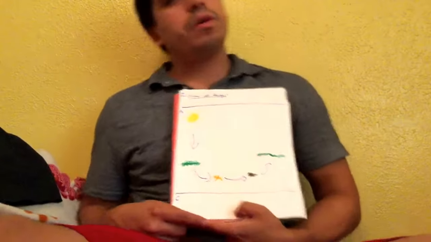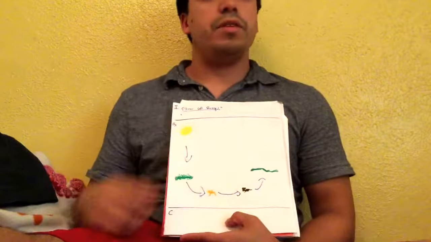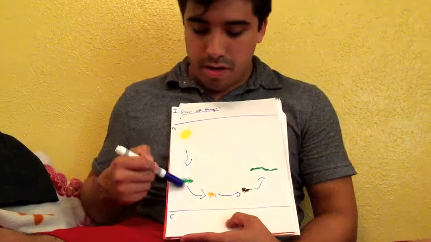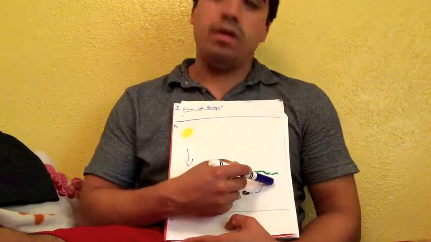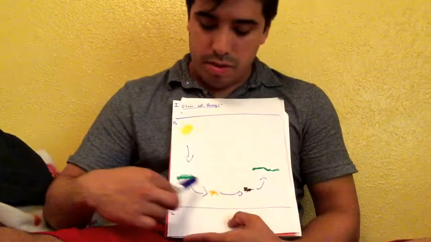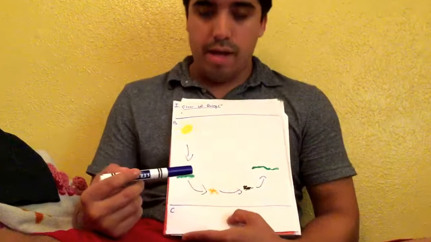Okay, so we're going to go ahead and stop here and then we'll look at all the different parts of our flow of energy. We see that these arrows indicate that energy is passing from the sun to the grass, to the grasshopper, to the mice, and to the snake. Okay, so all these different organisms a part of this flow of energy have special names, and we're going to go ahead and label these.